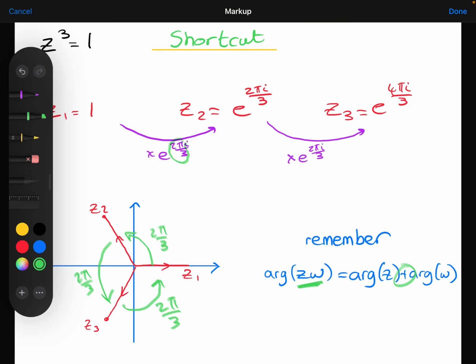Why 2 pi over 3? Well, there's 2 pi radians in total, and we were expecting 3 solutions to be evenly distributed. So 2 pi divided by 3.